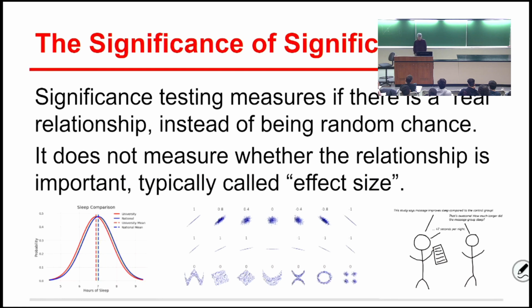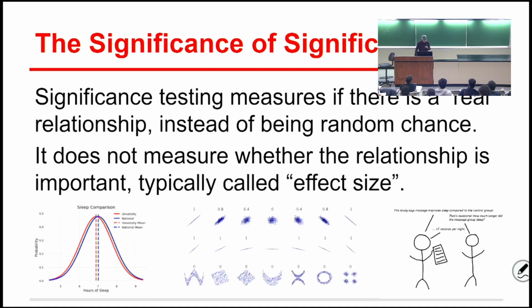Okay, so what is the purpose of significance testing? Significance testing measures whether or not there is a real relationship as opposed to it being by chance. It doesn't measure whether the relationship is important. That's something we will call effect size.